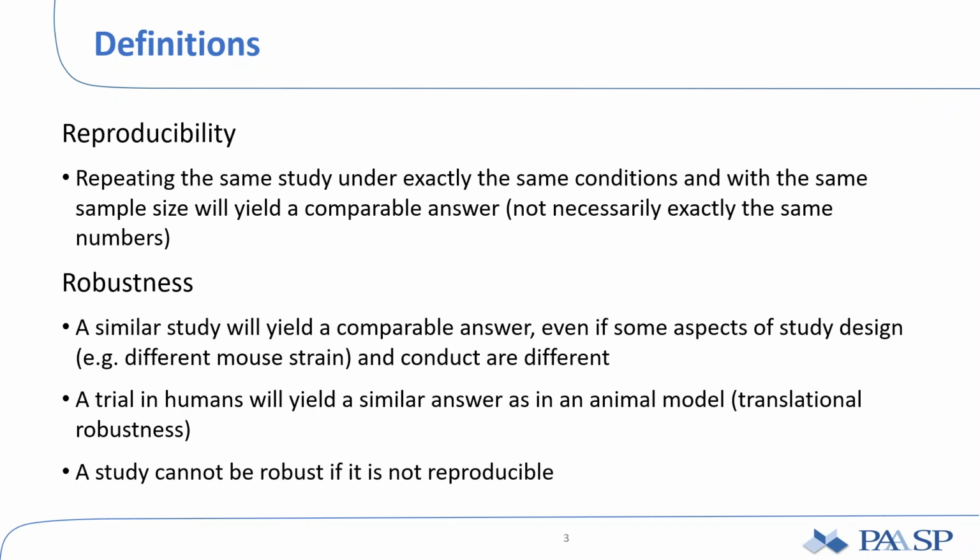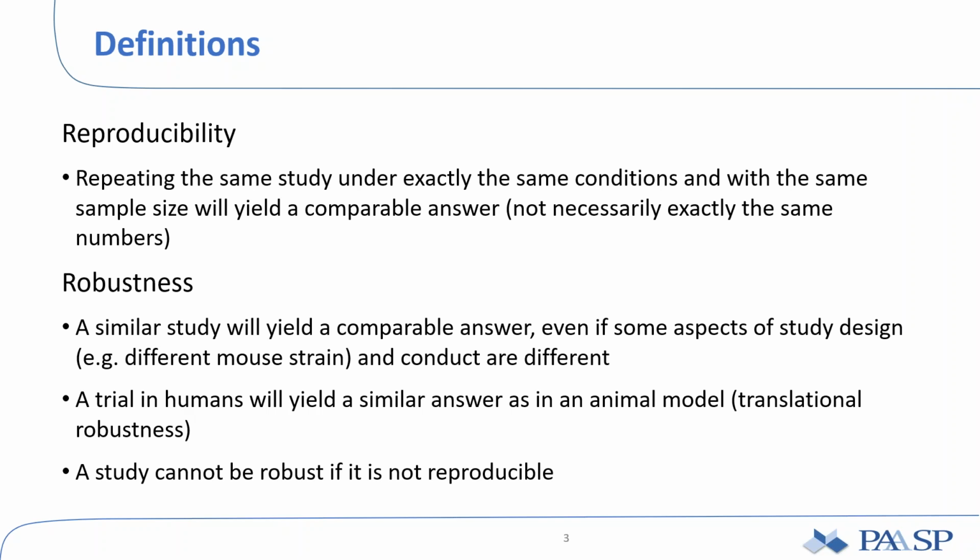So let me start off with some definitions. I would like to define reproducibility as repeating the same study under exactly the same conditions and with the same sample size will yield a comparable answer. Not necessarily exactly the same numbers, but pretty close. In contrast, robustness means that a similar study will yield a comparable answer even if some aspects of study design and conduct are different. For example, using a different mouse strain or a different antibody.